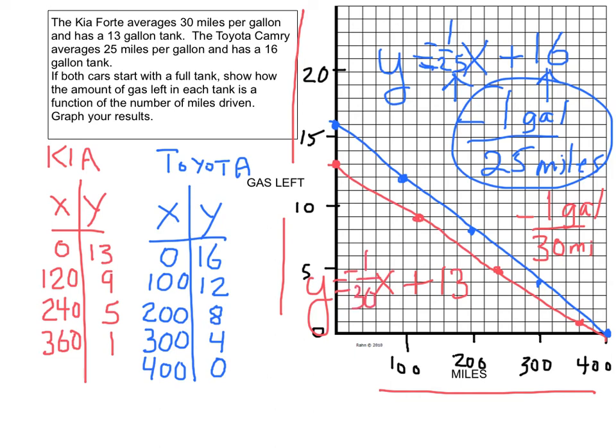And we can test it out. Okay, if x equaled 30, then negative 1 over 30 times 30 would equal negative 1. And negative 1 plus 13 would equal 12. So 1 gallon would have been used up. So here are the two equations, rules, if you will, that match the graphs.